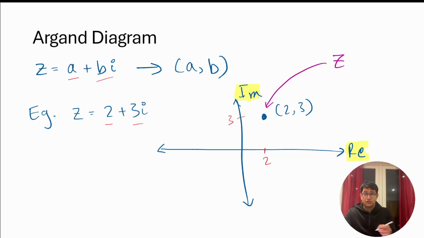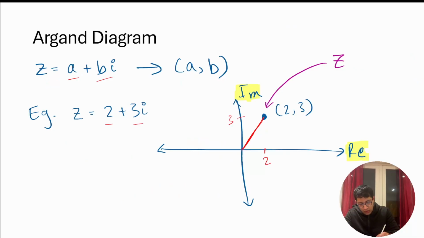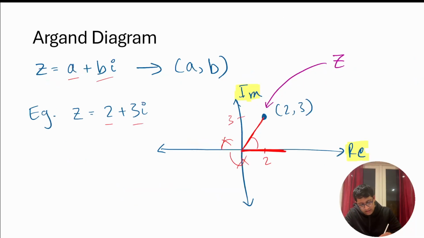If my actual complex number was 2 plus 3i, the length of it would be this red line here, how far it is from the origin, right? And the argument is nothing but the angle from the positive real axis. So not this angle, not this angle, it's always from the positive real axis, which is just the right hand side, let's say, of the x-axis in this case, right? This theta will always be the argument.